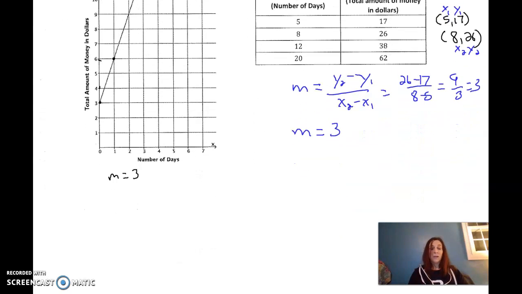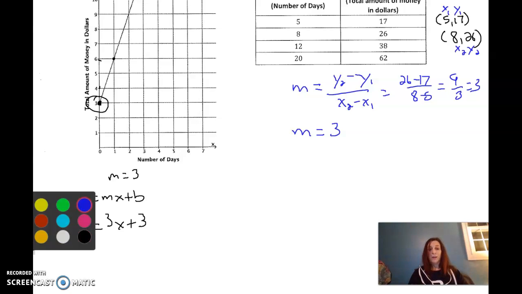Now, we can write an equation here because we have the y-intercept. Our y-intercept's where it hits the y-axis. So if I wanted to put this in y equals mx plus b form, I have my 3 and I have my 3. So y equals 3 times x plus 3. Okay, so this equation here represents Adam.